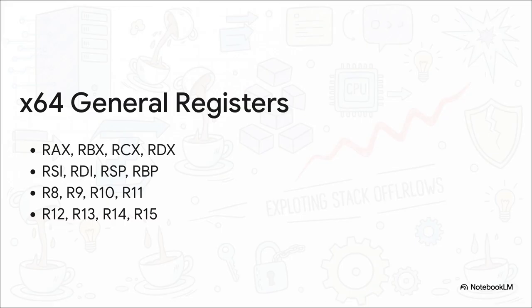And here they are, the whole crew. You've got the classics, which are like these tiny, super fast storage spots right on the CPU. Now they're just prefixed with an R for 64-bit. And you also get this whole new set from R8 all the way to R15. This bigger toolkit isn't just for show, though. It actually makes a massive change in how functions work possible.